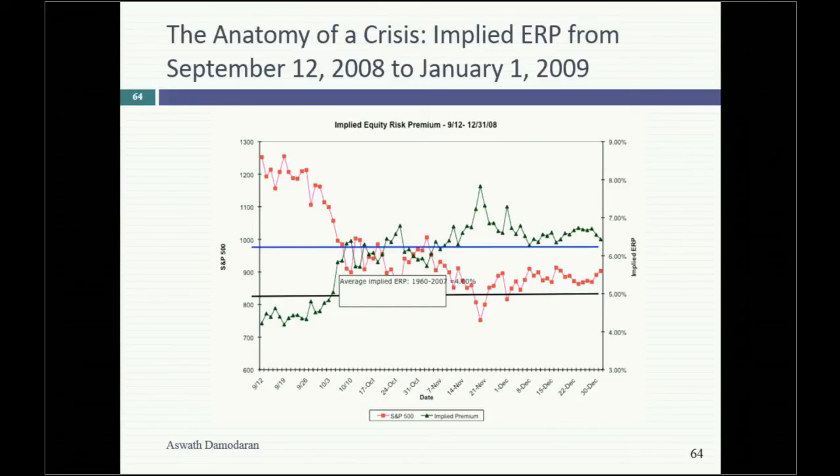But you can see how much the price of risk can change during a crisis. Right? Any questions?